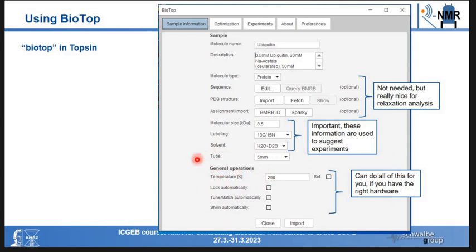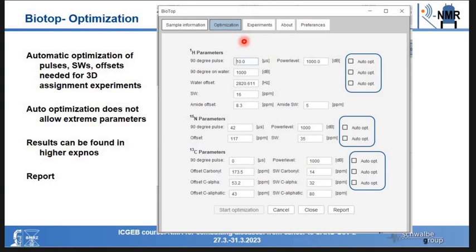Then, as I said in the general how to set up an experiment, you have to set the temperature, you have to lock, you have to tune, you have to shim before you run any experiment. This Biotop can do this for you. So you basically check these buttons, and then it does everything for you, and you don't have to do it yourself if you're lazy. As I already said, it can do the optimization of all the parameters that you need for the 3D. That is the hard pulse lengths for protons, for nitrogens, and for 13C, and the spectral widths for the 15N, for example, or the carbonyl and the carbon. You can always check this auto-optimize, and then it will do it for you.